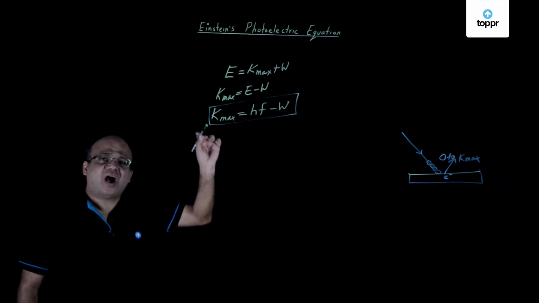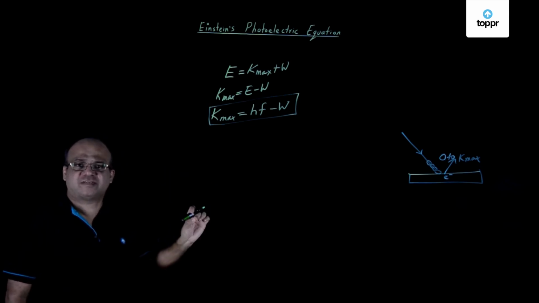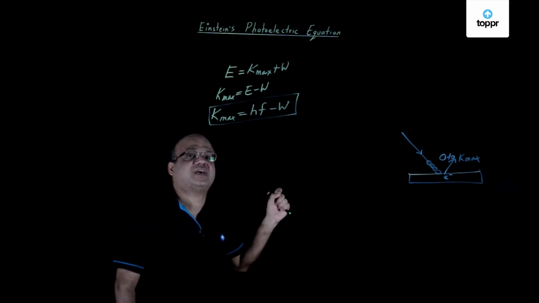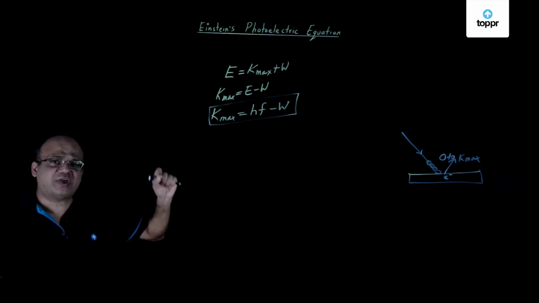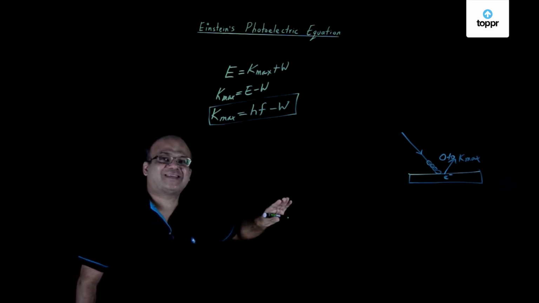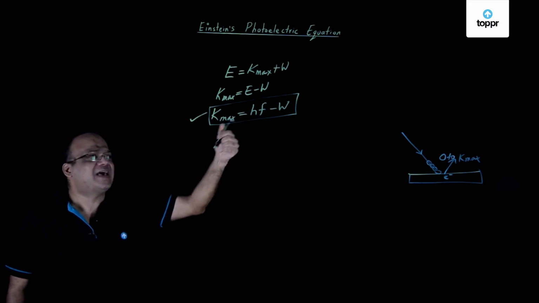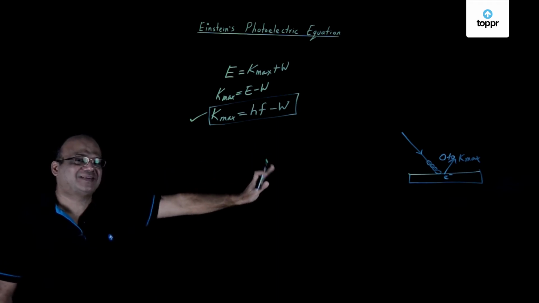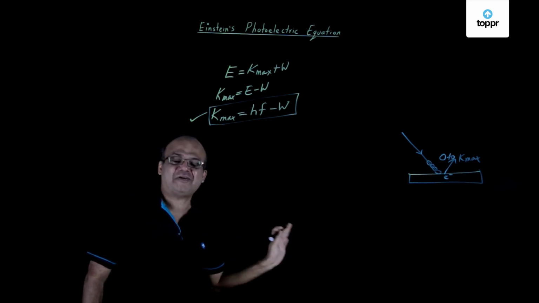Now we will see how this equation overcomes the three objections, or three shortcomings, or three problems that we found with the wave theory of light. First problem: according to wave theory, K max should depend on intensity, but actually K max depends on frequency. Now look at this equation. K max clearly depends on frequency. So therefore, that problem is solved. As per this equation, K max depends on frequency, not intensity of light.